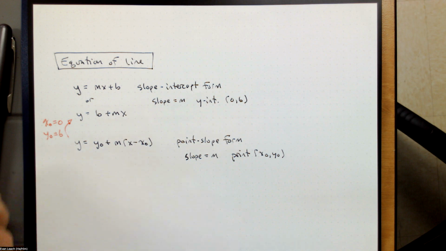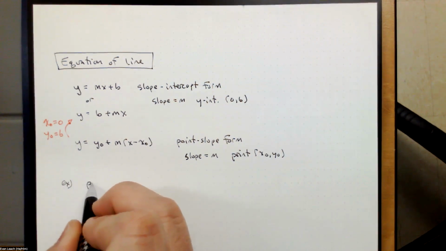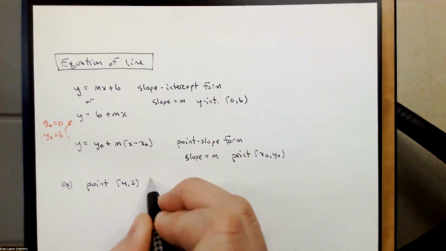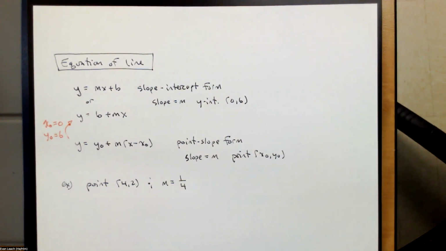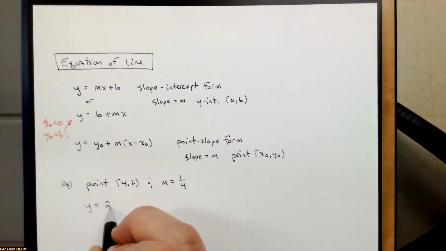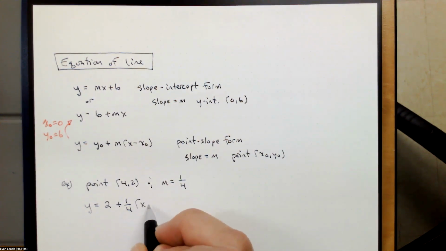So in the example we have previously, if we have a point 4, 2, and slope of 1/4. Instead of doing any calculations, I'll just say y is 2 when x is 4. Y starts off at 2. And we add 1/4 whenever x increases by 1.